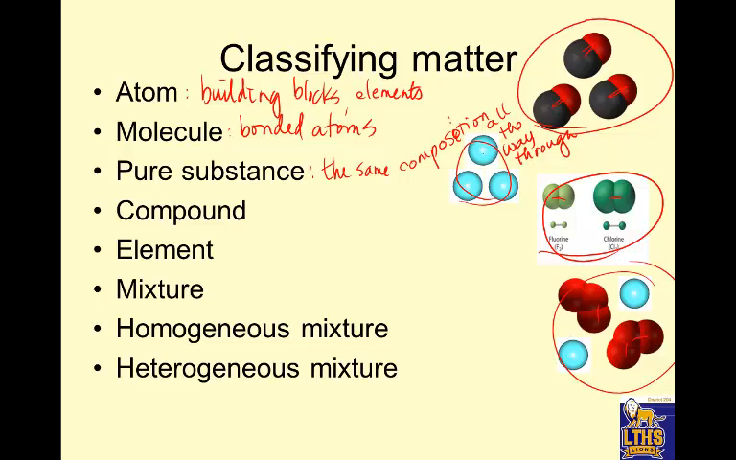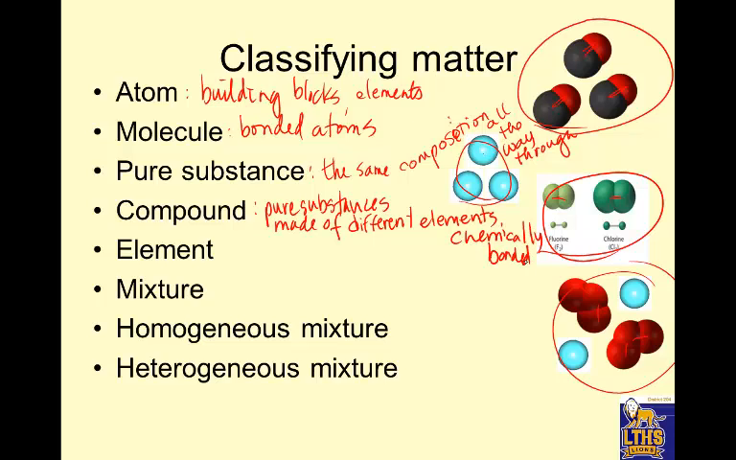So, compounds are pure substances that are made of different elements bonded together. Different elements, chemically bonded. A compound has to have more than one kind of element in it. There has to be a chemical bond between at least two elements in order to make a compound. But compounds are pure substances.